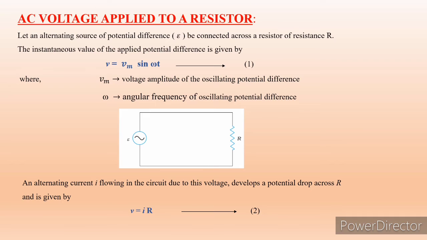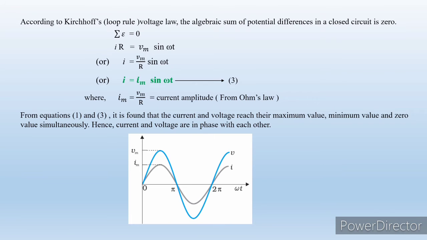Below the circuit, an alternating current I flowing in the circuit due to this voltage develops a potential drop across the resistor R, and it is given by V equal to I into R. This is equation 2. According to Kirchhoff's loop rule or voltage law, the algebraic sum of the potential differences in a closed circuit is 0. That is sigma E equal to 0.